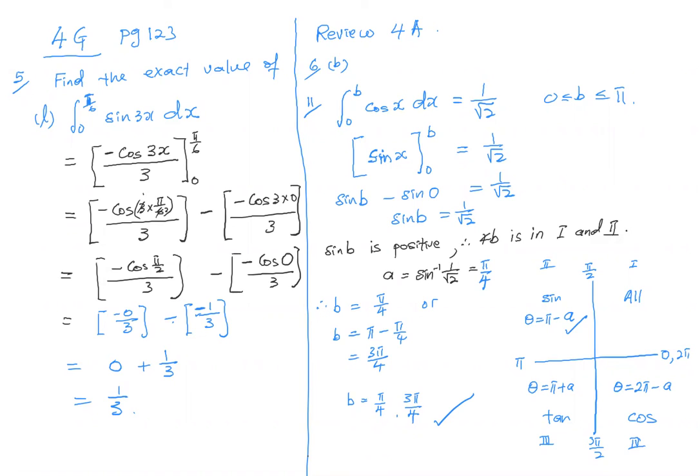Okay, good. So we try one more question from the review. For B, on page 126, you go to question 8. Okay, can you please try question 8 now? There is an antiderivative question, okay?